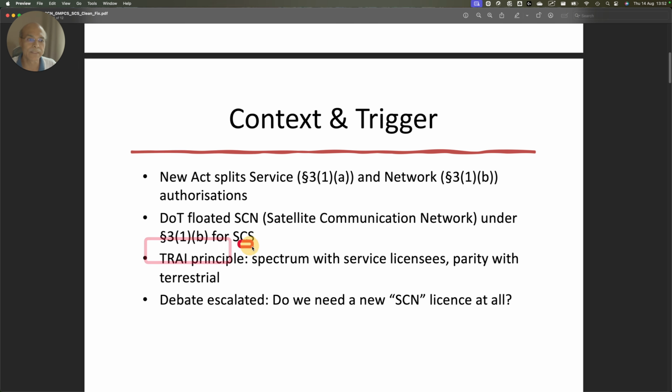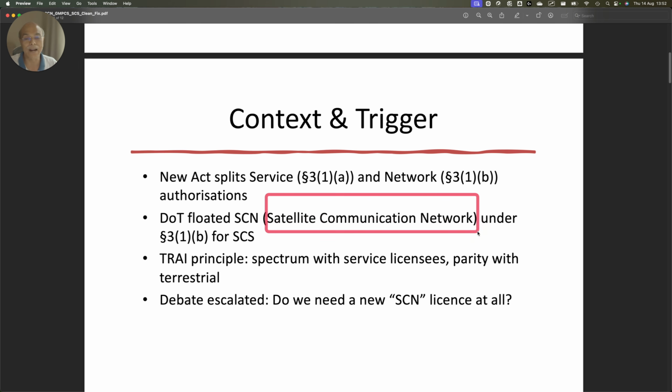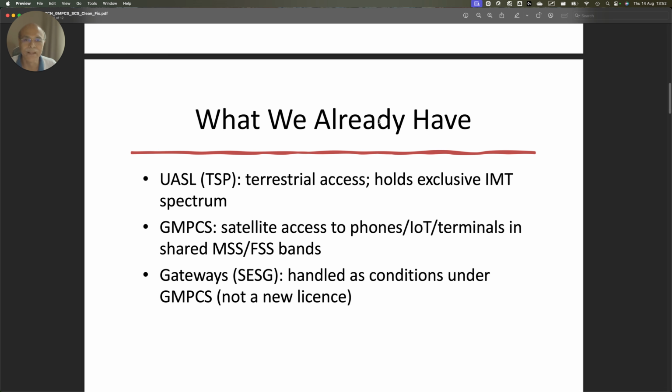TRAI's principle was that spectrum is with the service license, in parity with terrestrial. Kind of agree with TRAI because it has to be very simple. You can't really start giving spectrum to the network service operator, if you at all need one. The service layer should actually be given the spectrum because it is directly communicating with the consumer. Debate escalated: do we need an SCN, meaning satellite communication network, under the network service authorization? It is so confusing, friends. You will break your head. I don't know why the government of India gets into a debate like this. Let's talk about what we already have very principally, step by step, logically, and you will understand this in a very simple way, and why we are confusing this whole thing.